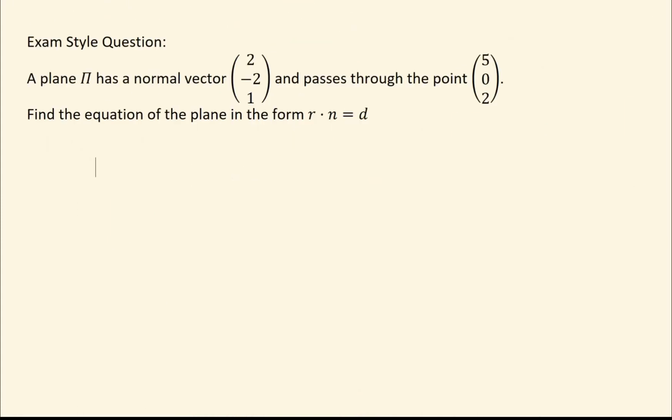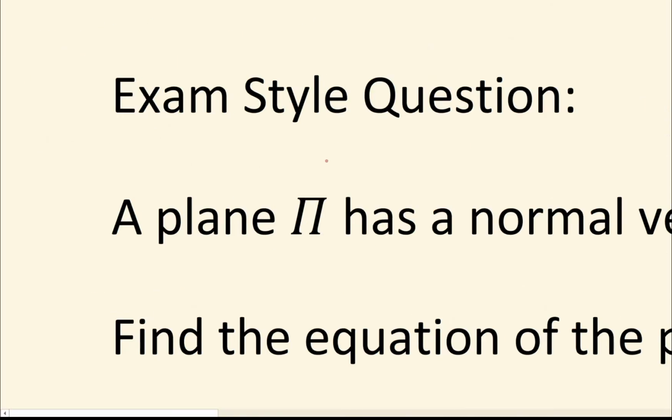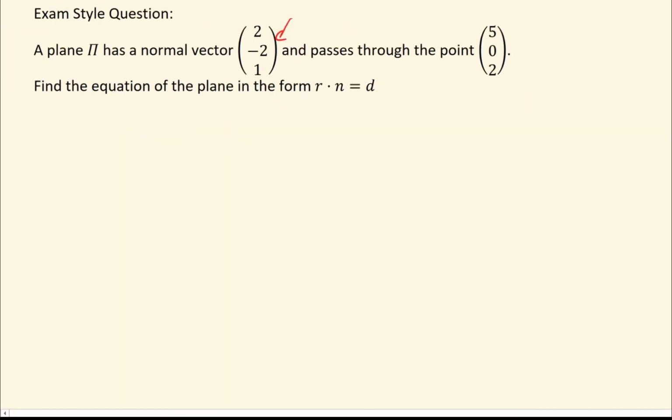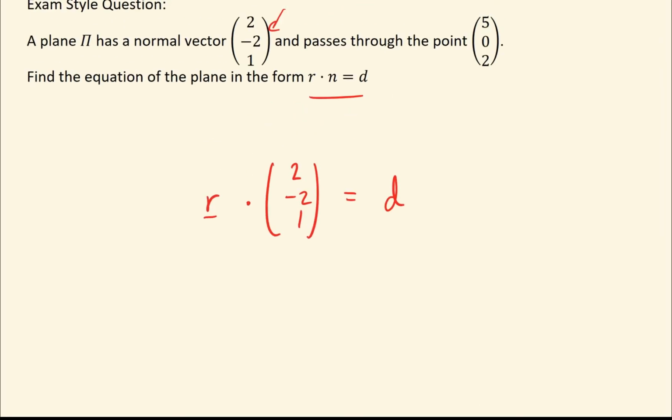Just a quick show of an exam style question. A plane, this symbol here is capital pi, so it's like pi but in capital form, which is what they tend to use for planes. A plane pi has a normal vector of 2, minus 2, 1 and passes through the point 5, 0, 2. We're going to find an equation of the plane in this form here. So straight away, we know the normal vector, so we can plug that in, and that equals d. We don't know d yet, but we can work out d by plugging this point in.